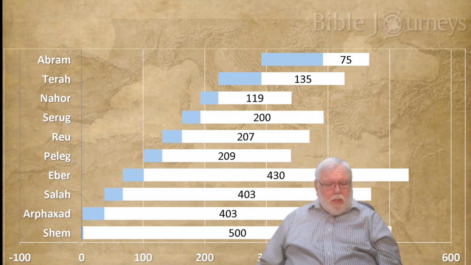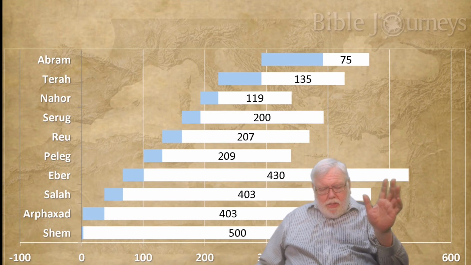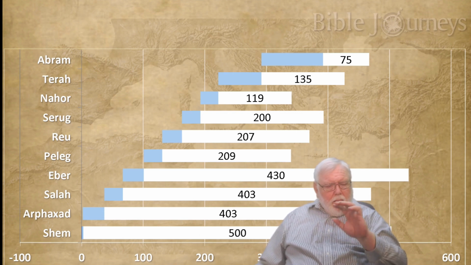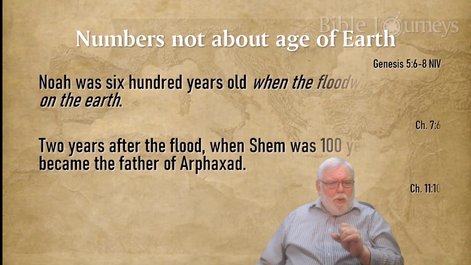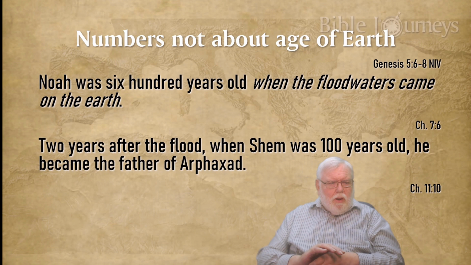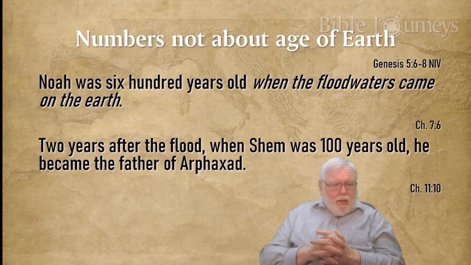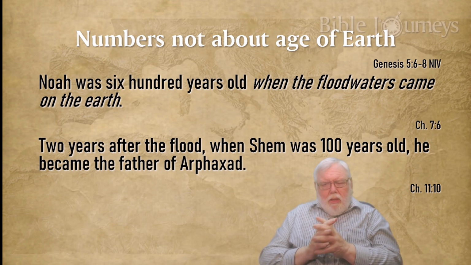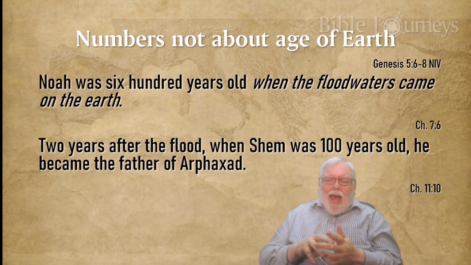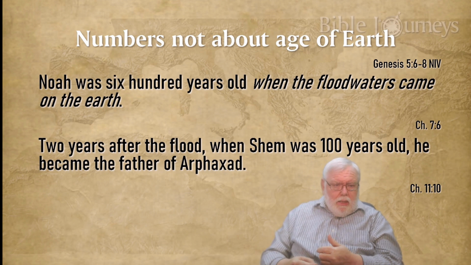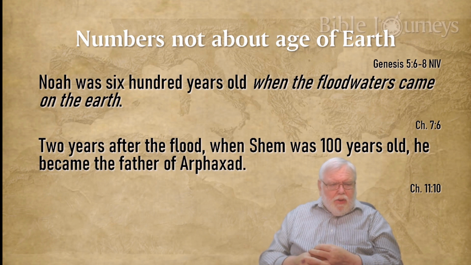Clearly, and we'll see this in more detail as we go here, the author of Genesis wants us, and I'm not going to get into JEDP right now, but the author of Genesis clearly wants us to understand that these are both linked to the flood. How is that so? Well, it says that Noah was 600 years old when the floodwaters came on the earth. His age is linked directly to the flood. And then we have that little blue thing down there on Shem's life. That is 2 years after the flood, when he was 100 years old, he became the father of Arphaxad.